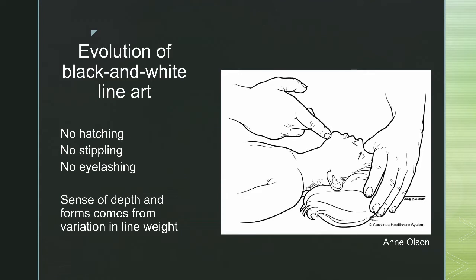Here's another beautiful example of contemporary pen and ink work. This is actually by one of our alumni, Ann Olson, who works at the Carolinas Medical Center in North Carolina. She's a graduate of our master's program from the 1990s. And again, you see there's no cross-hatching, no stippling, no eyelashing, no attempt at any shading. And yet I still feel as though the hands and the child's face have a recognizable sense of form. A lot of this is coming from the variation in line weight, the variation in thickness of those ink lines on the hands and on the head.